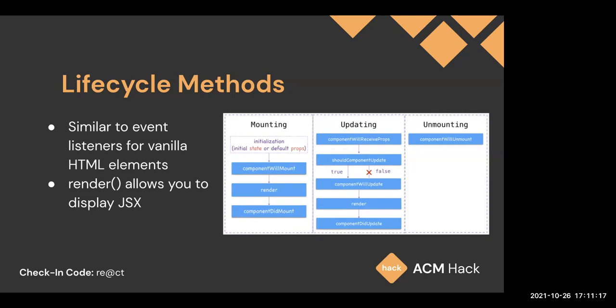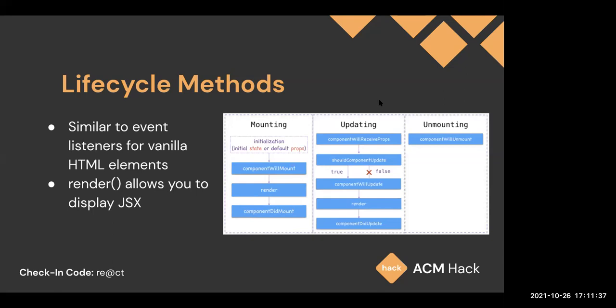Yeah, cool. So basically, the way React works is whenever a component is rendered, there's a set of lifecycle methods that they go through, right? And so it's similar to event listeners for vanilla HTML elements. And these are the three different categories of lifecycle methods.